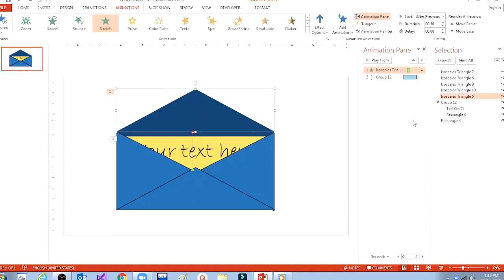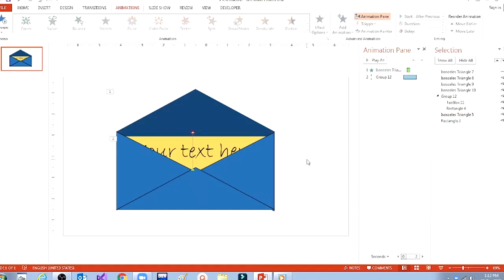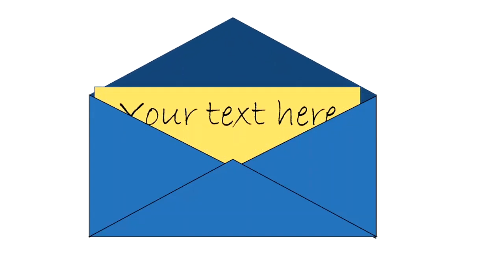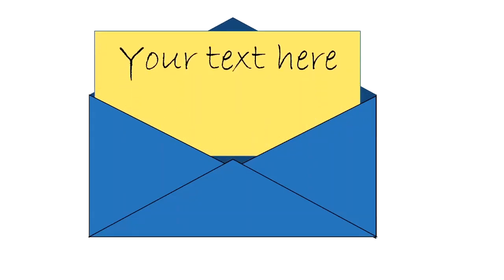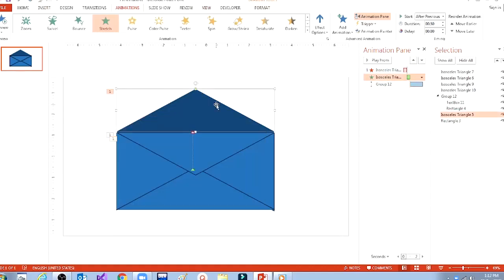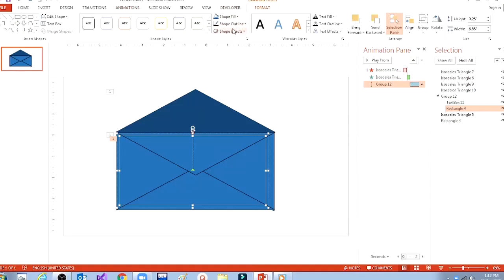So which one is this? I need to bring them above or in front of triangle 5, which is this one. So let's see. And this also should happen after previous. And now F5. So you can see it is happening very nicely, but you can see a bit of blue margins over here. We'll just remove it and select the group or the rectangle. In the rectangle format, I will say no outline. And now let's see.